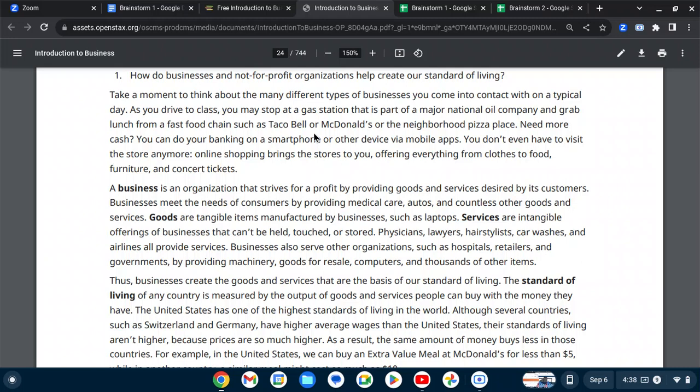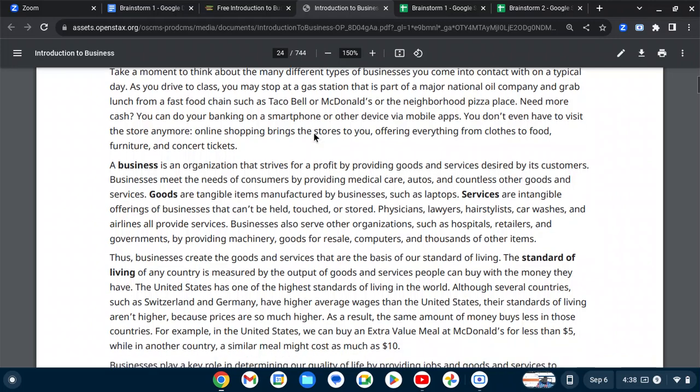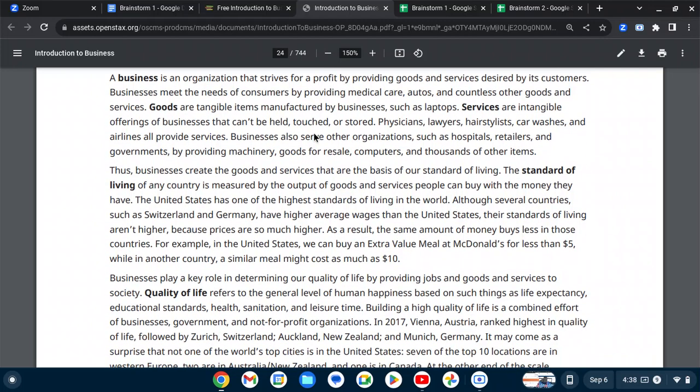You don't even have to visit the store anymore. Online shopping brings the stores to you, offering everything from clothes to food, furniture, and concert tickets. A business is an organization that strives for a profit by providing goods and services desired by its customers.